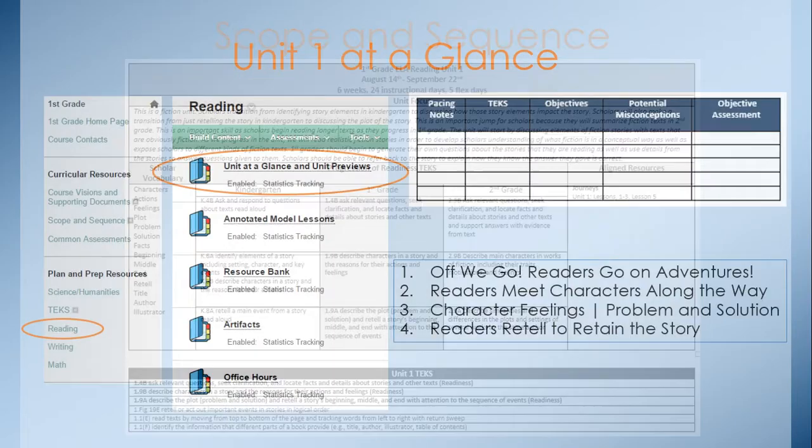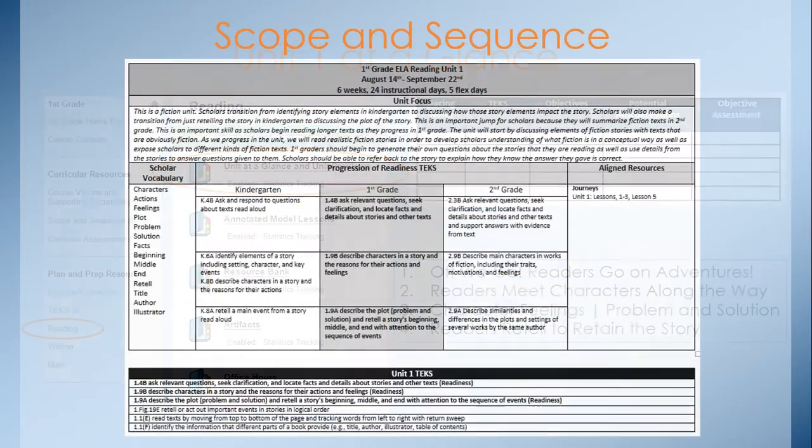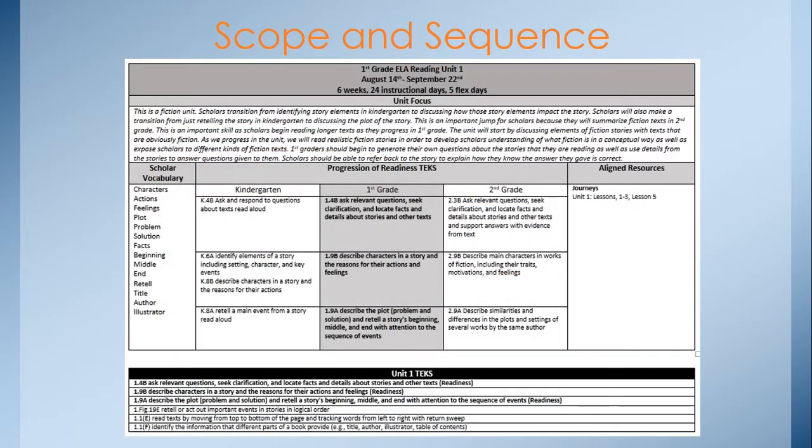This box in the middle is a good starting point for differentiation. So for your higher scholars, you could push their thinking by planning guided reading lessons, CFUs, and writing prompts that address those 2nd grade TEKS that are aligned.